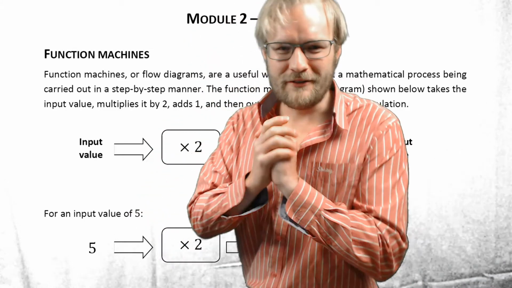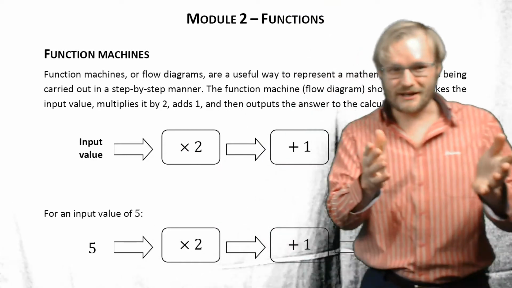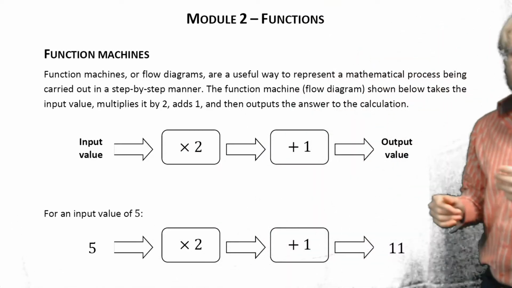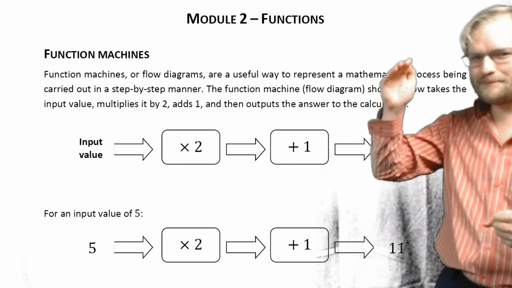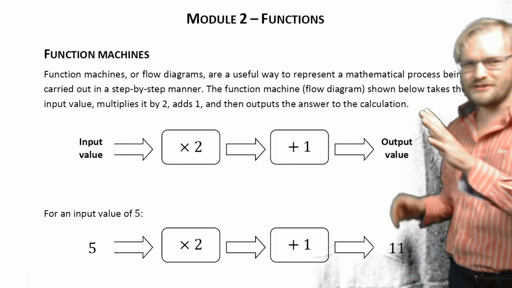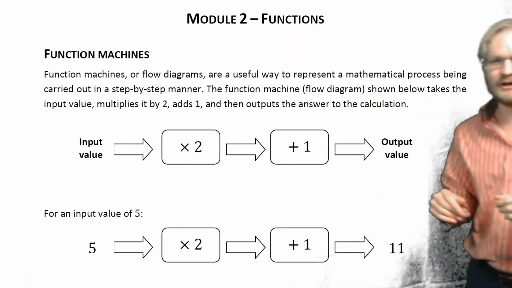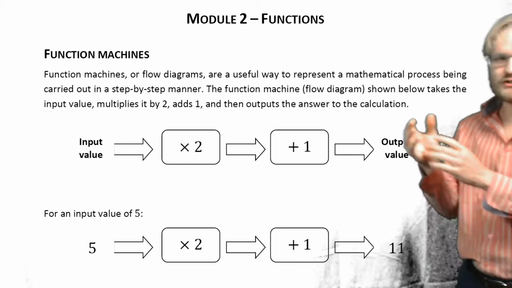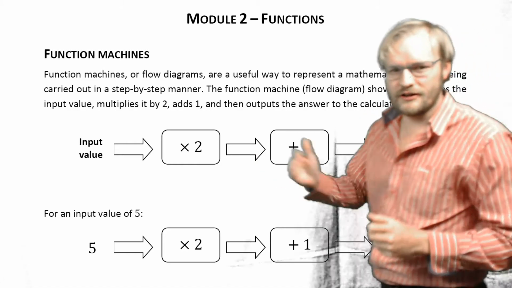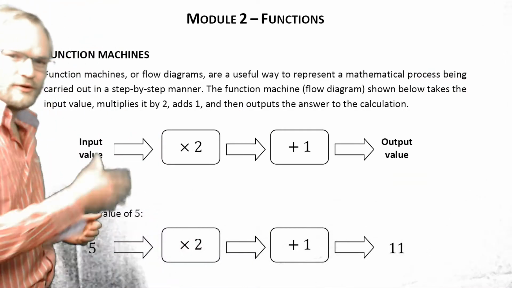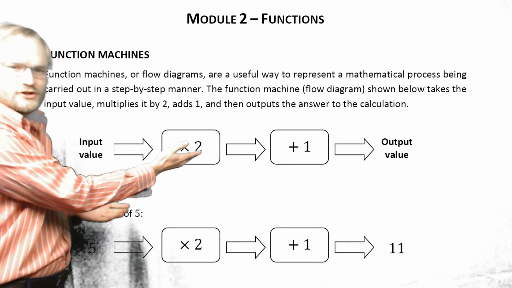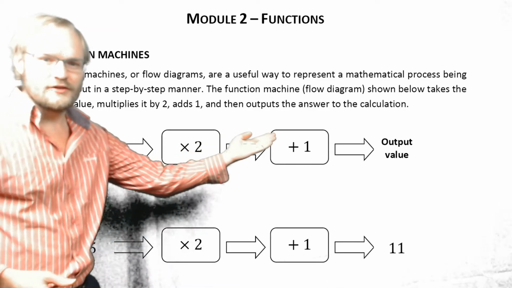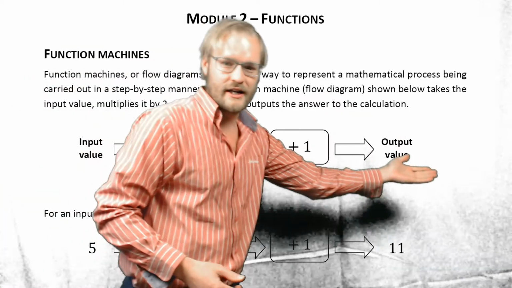Okay, so function machines, or as they say, flow diagrams here. A useful way to represent the mathematical process being carried out in a step-by-step manner. The function machine or flow diagram below shows what happens when we take an input value. So we've got our input value that we're inputting. We're going to do something to it. We're going to multiply it by 2. Then we're going to add 1 and we're going to get an output.